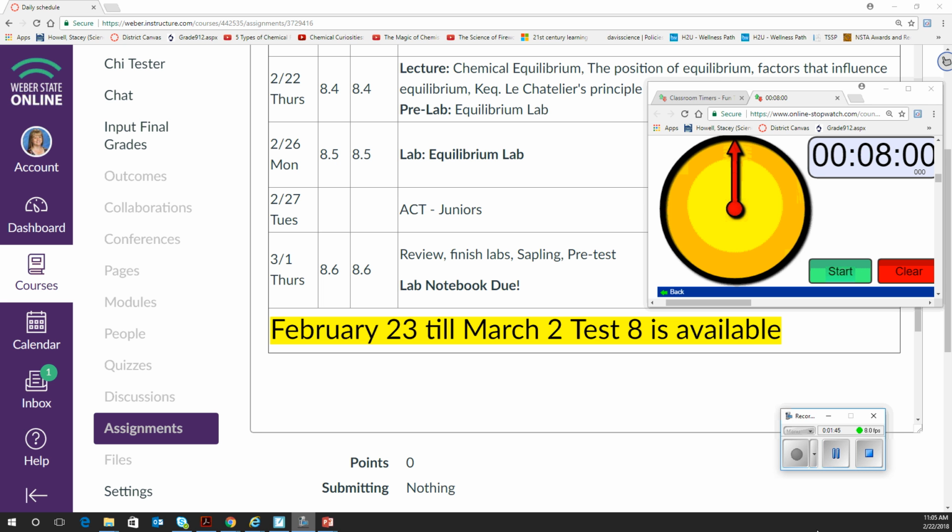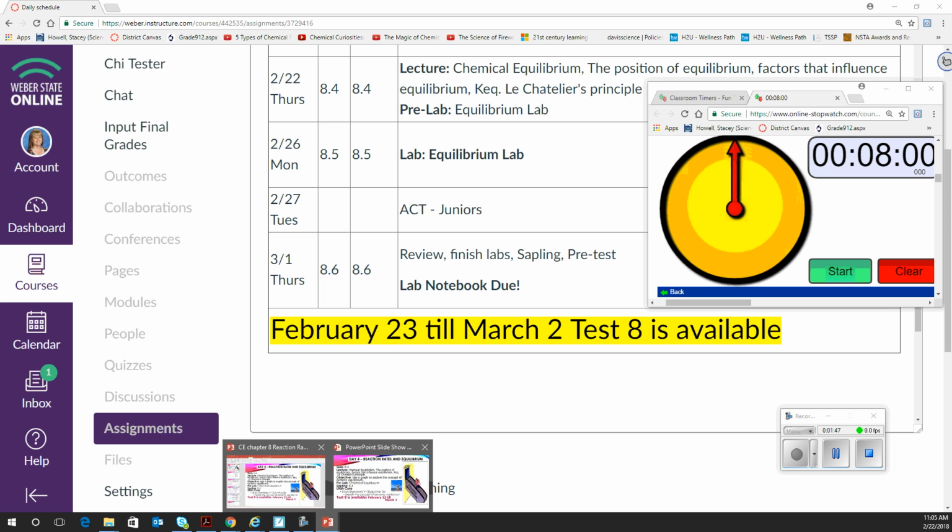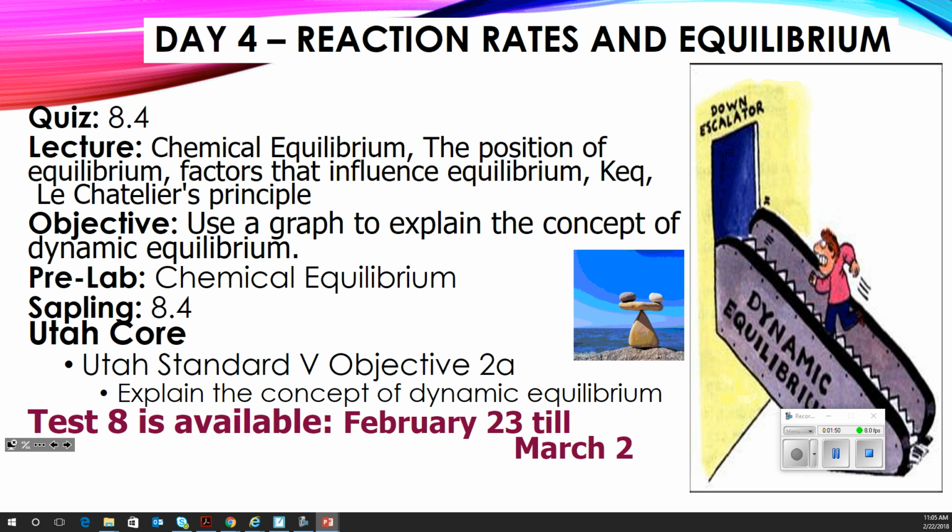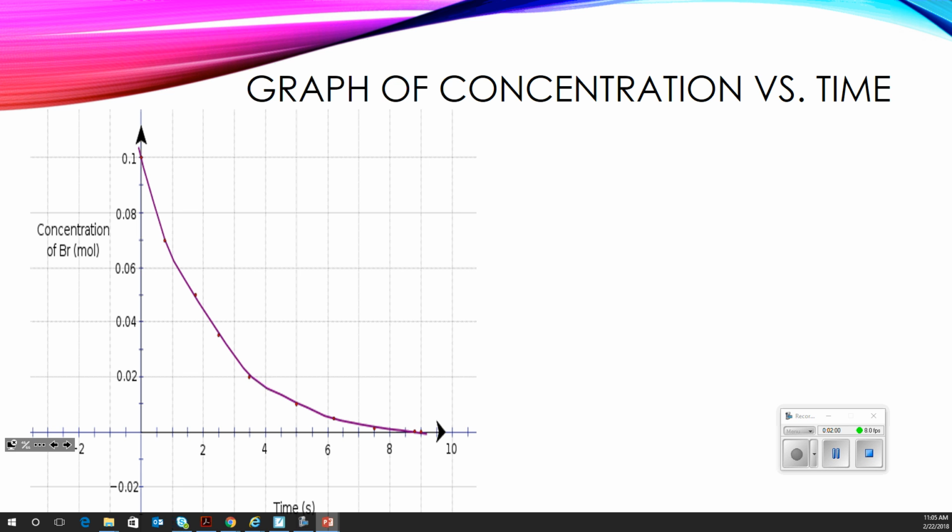So if you grab out your notes, we're going to go ahead and go into equilibrium and dynamic equilibrium. This covers the Utah State Core, Standard 5, Objective 2A, and here we go. When we look at a graph of concentration versus time, where we just have one thing we're looking at, if the reaction goes to completion and is not in equilibrium, then we will run out of bromine, because the reaction will stop because we run out of bromine and we're done.